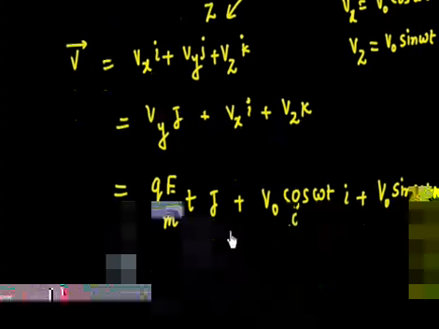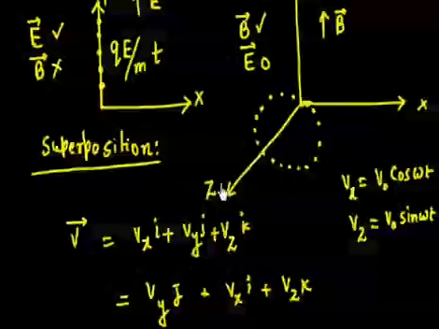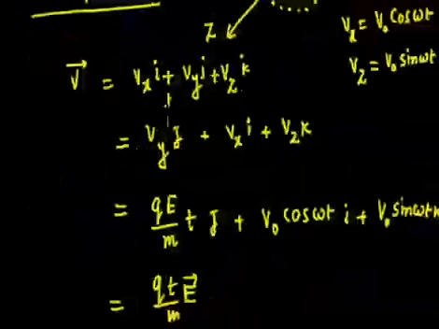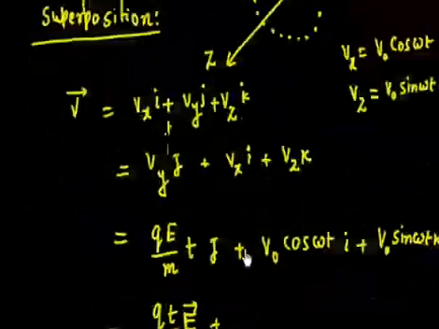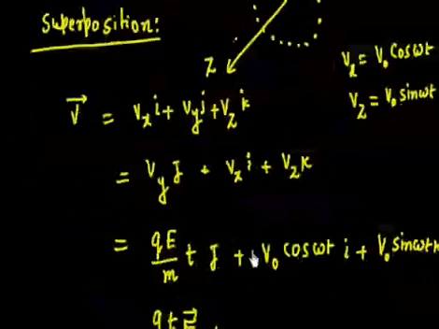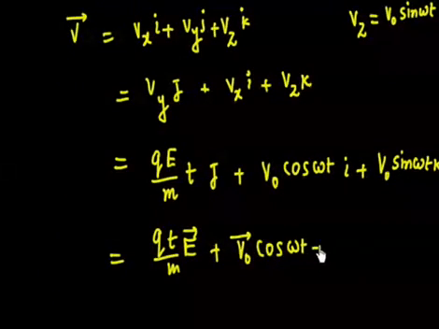Now things are easy, and you can write the j vector in terms of the E vector. If I multiply E into j, this becomes the E vector. So this is qt by m into the E vector, because the E vector is along the j direction. Now what is the i vector? The i vector is the same as the initial velocity vector direction, so v naught into i is simply the v naught vector. So this is v naught cos omega t plus.